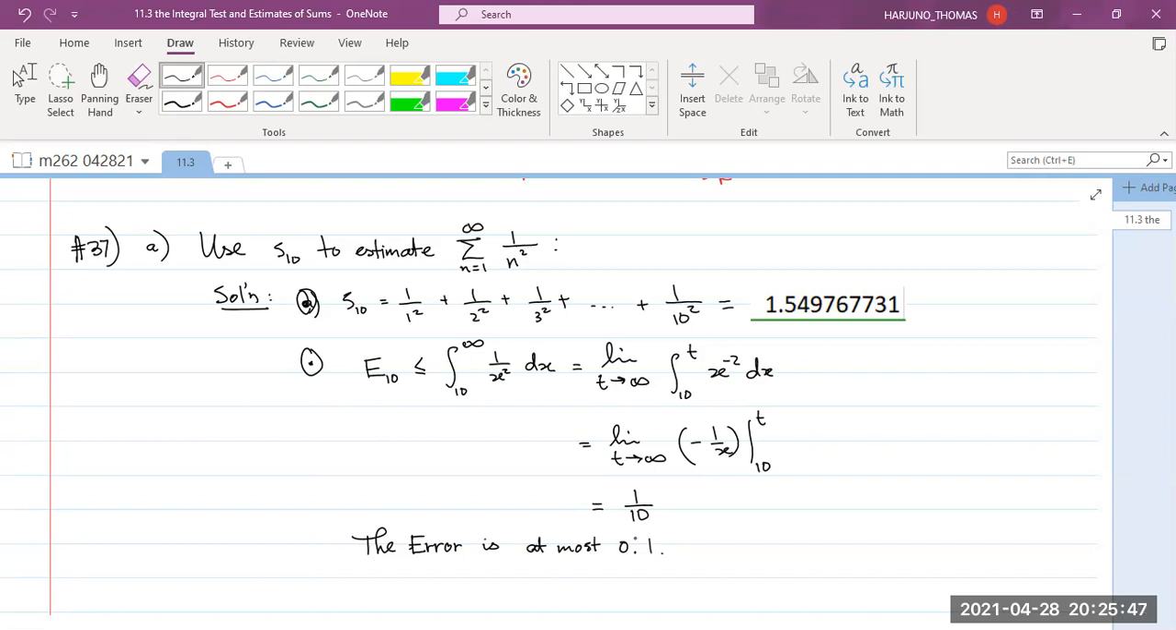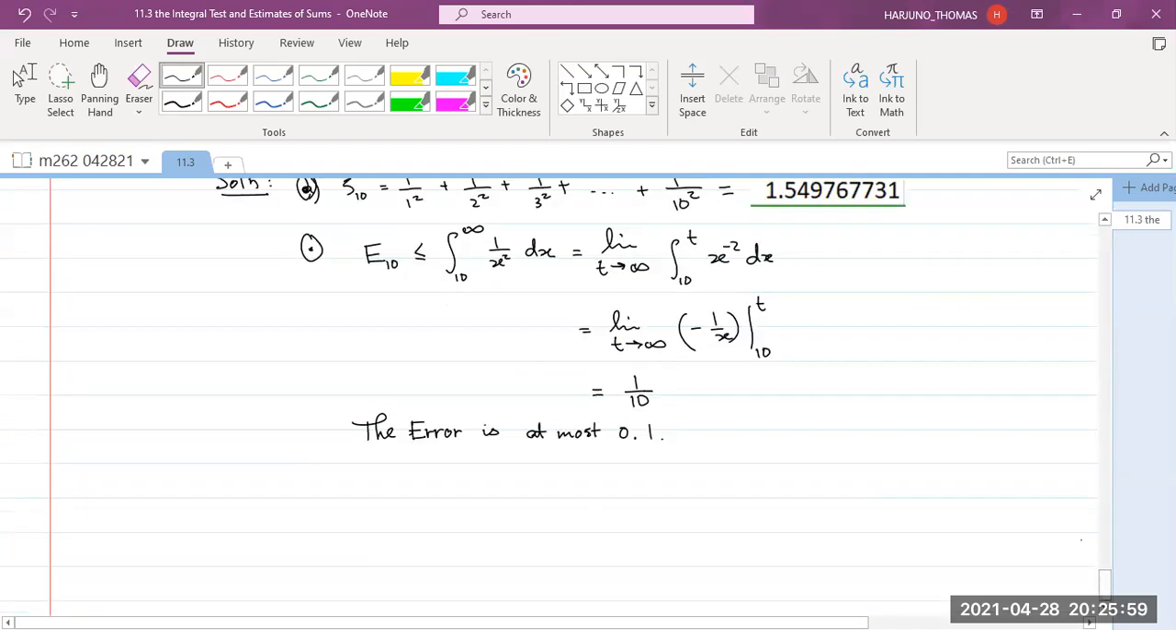So if the question is how many terms should we take such that the error is less than 0.01, and you see here you need to set, maybe I call that another question. How many terms to get error less than 0.005.